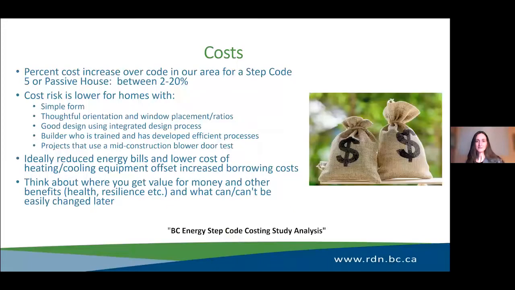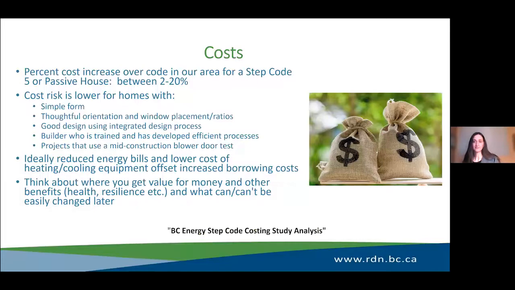So just a bit on costs. Upfront costs for building to a higher level of efficiency in those really high performance range can be higher. In our area, they can be about 2 to 20% higher. The cost is really influenced by many different factors. Risk of cost overruns will be reduced by using a simple building form. The more complex building you're trying to build, the more expensive it's going to be to build it to a high performance standard.